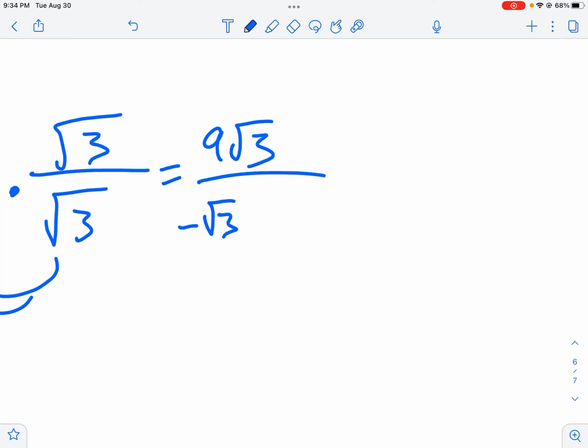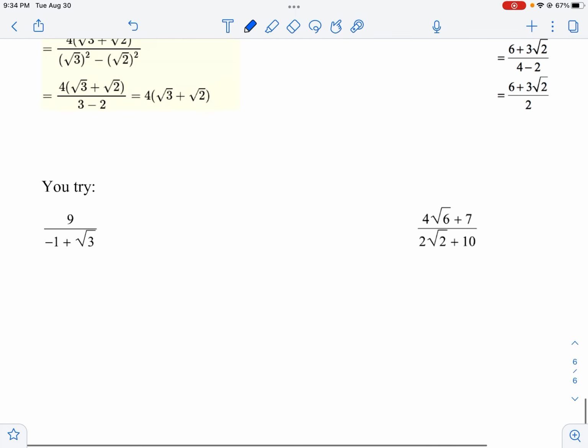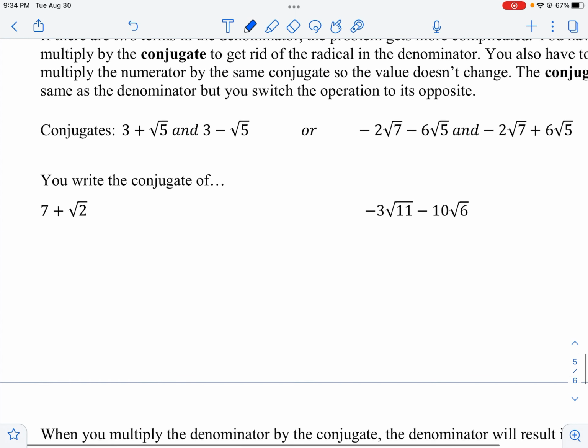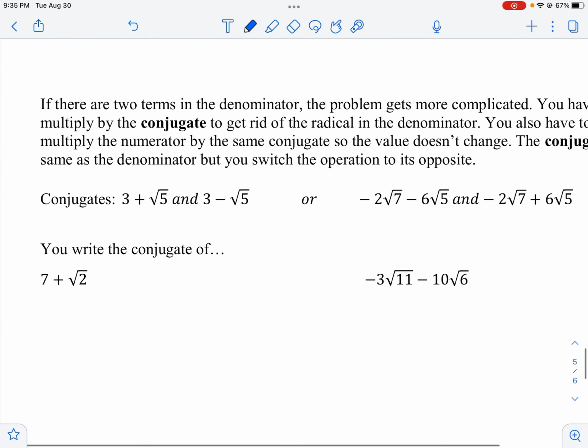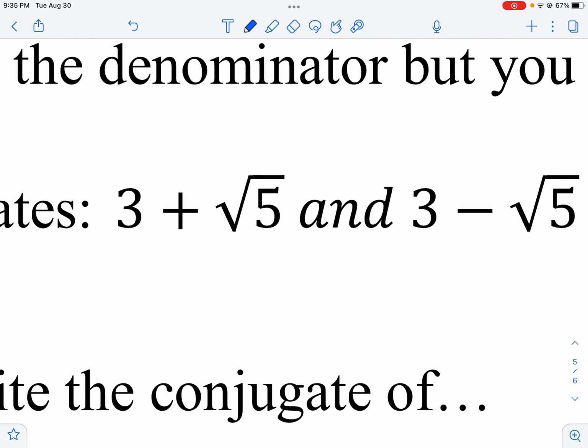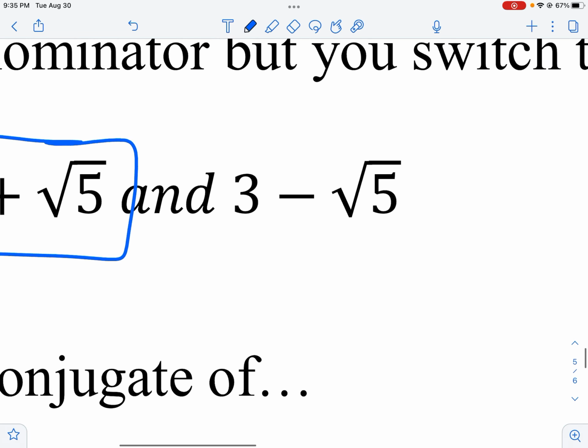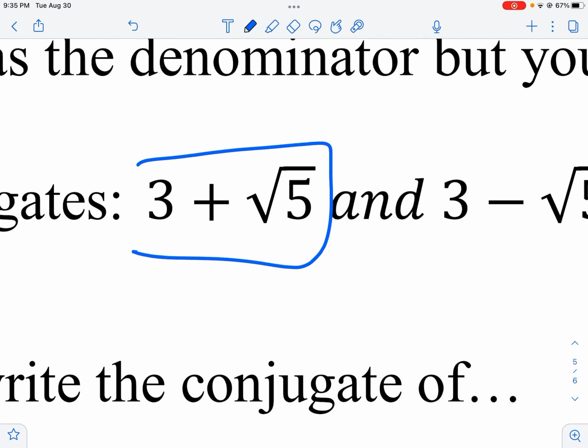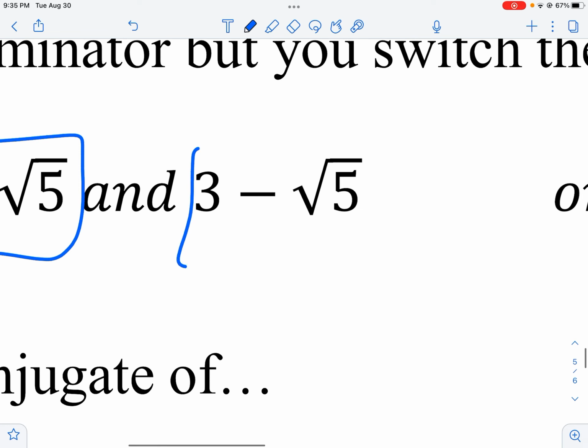And so to solve that problem, you need to multiply by something that's going to make the bottom rational, and the way to find that number is you need to find this thing called a conjugate. So the conjugate is, well, if you look at this is just a couple of terms here. The conjugate of it is the same thing, but you're going to switch the operation in the middle. So 3 plus root 5, its conjugate is 3 minus root 5.